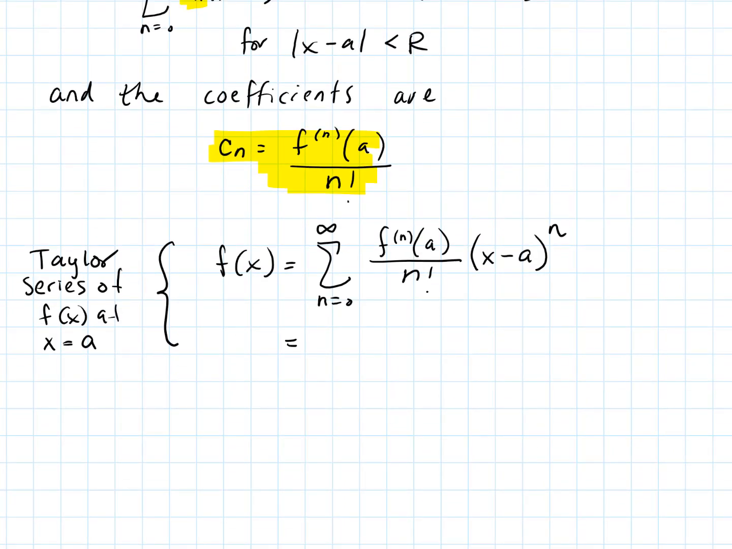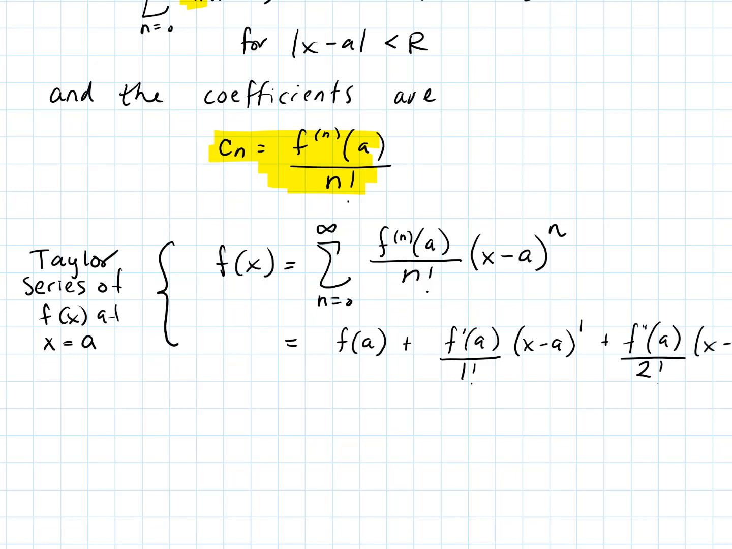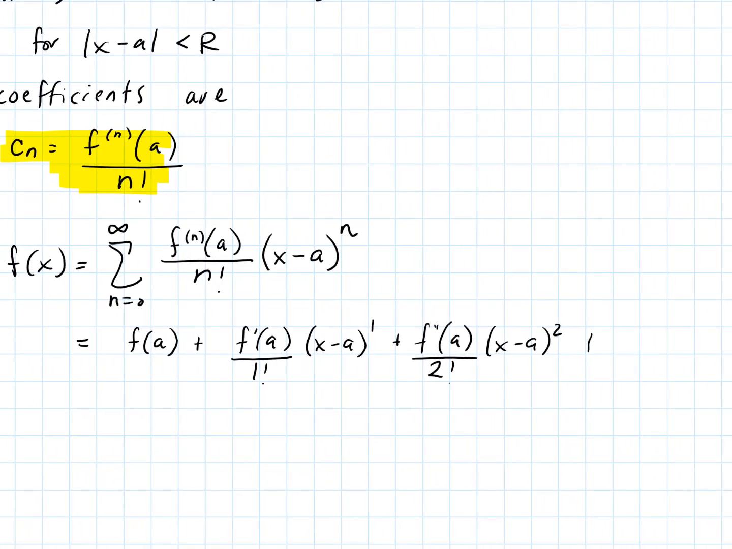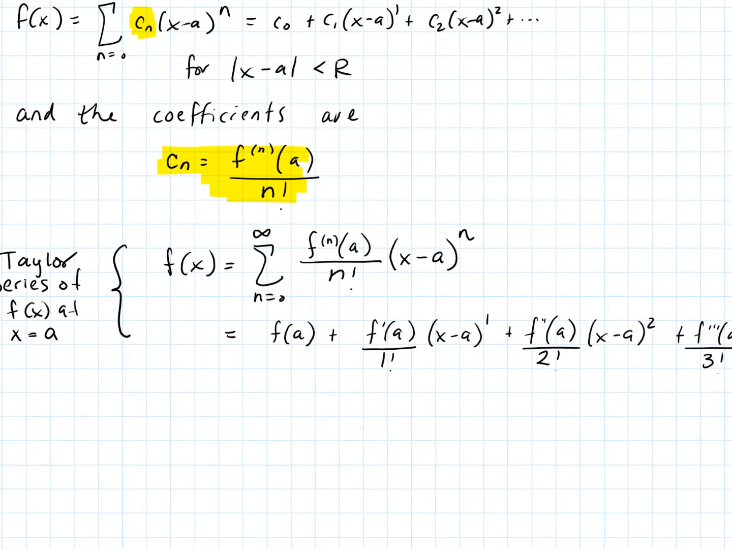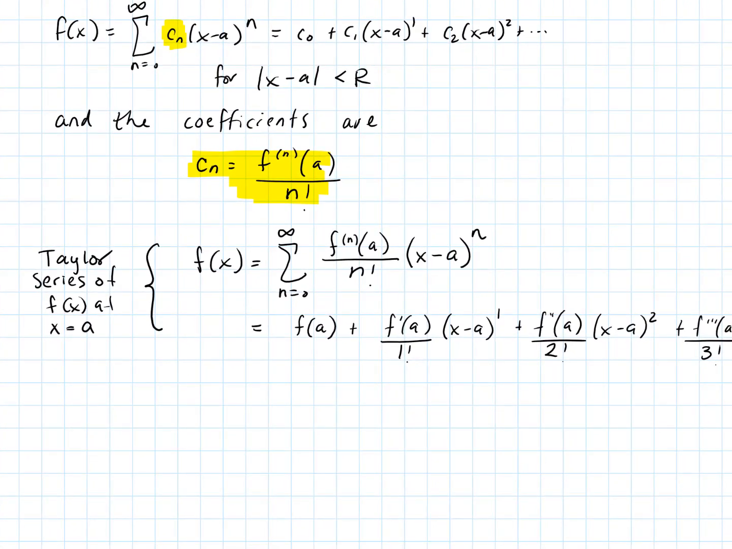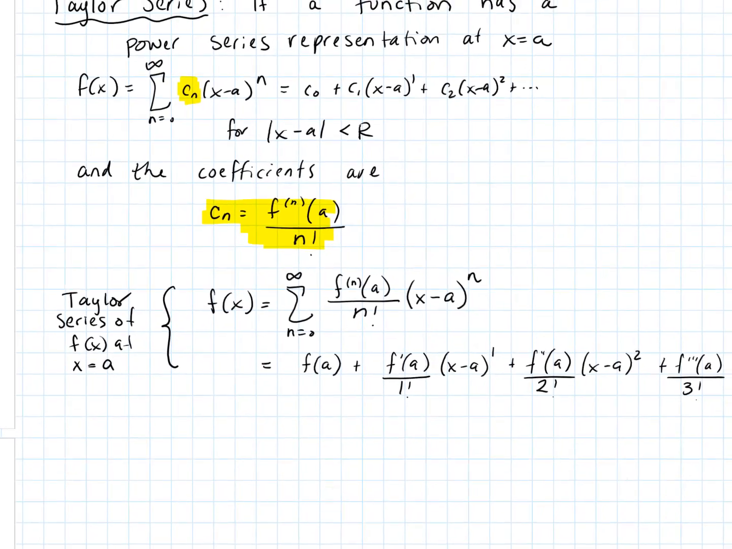We could say that's going to be f of a plus f prime of a over 1 factorial times x minus a to the first, plus the second derivative, f double prime of a over 2 factorial times x minus a squared, plus the third derivative evaluated at a over 3 factorial times x minus a to the third, and on. That pattern goes. That is what is called the Taylor series of a function centered at x equals a.